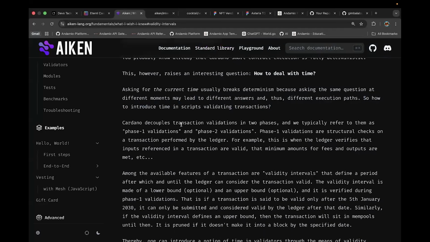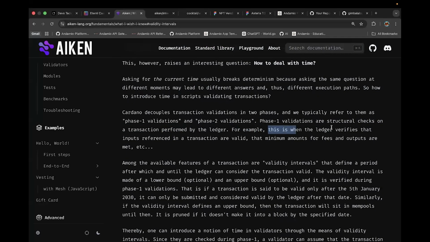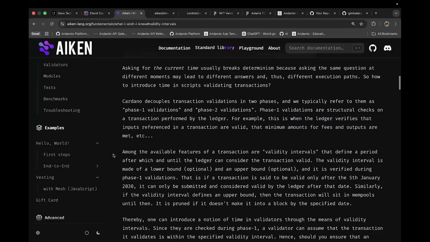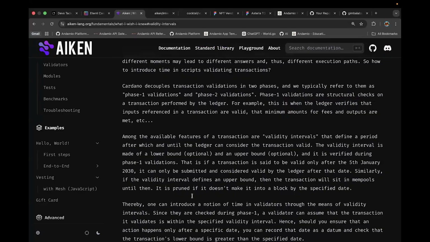Cardano decouples transaction validation into two phases. We typically refer to them as phase 1 validation and phase 2 validation. Phase 1 validations are structural checks on a transaction performed by the ledger. For example, this is when the ledger verifies that inputs referenced in a transaction are valid, that minimum amounts for fees and outputs are met, etc. Among the available features of a transaction are validity intervals that define a period after which and until the ledger can consider the transaction valid.